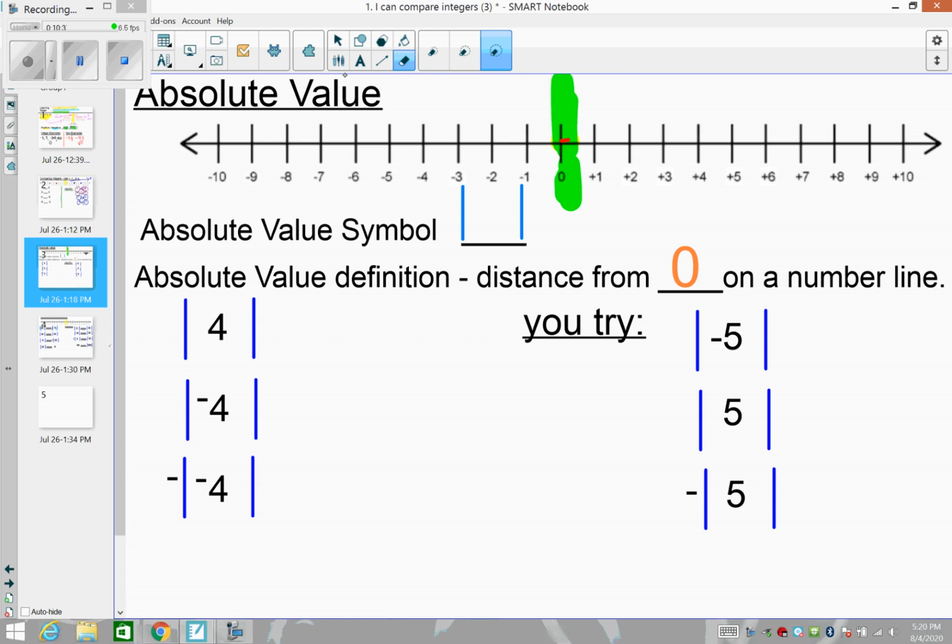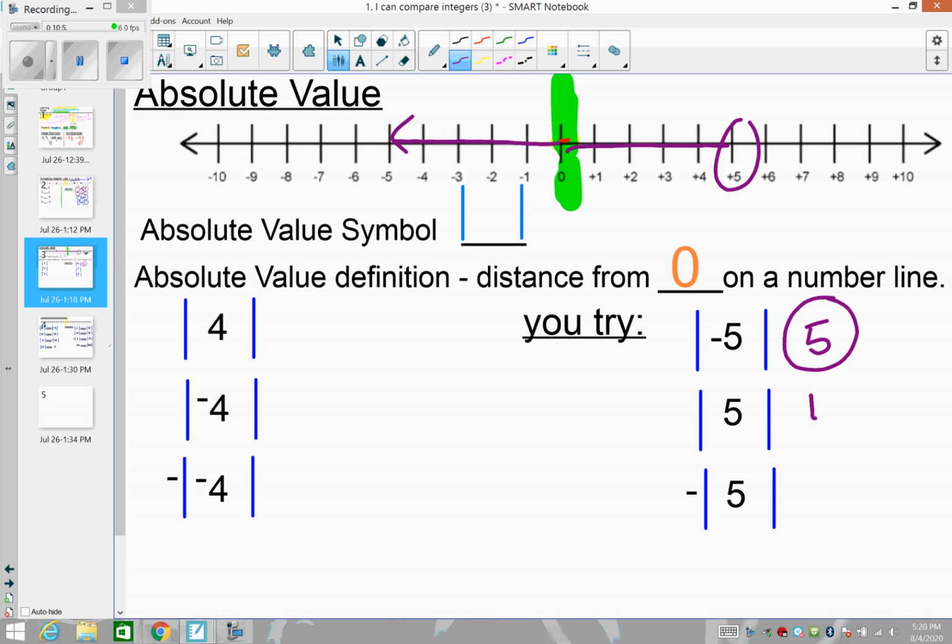Okay, so hopefully you've had some time to do that. You've paused the video. So let's quickly go over the answers. Absolute value of -5, you should be saying is 5 units away. Notice the answer is positive. Absolute value of +5 is 5 units away. Notice the answer is positive. And the last problem, remember this simply means take the opposite of your answer.